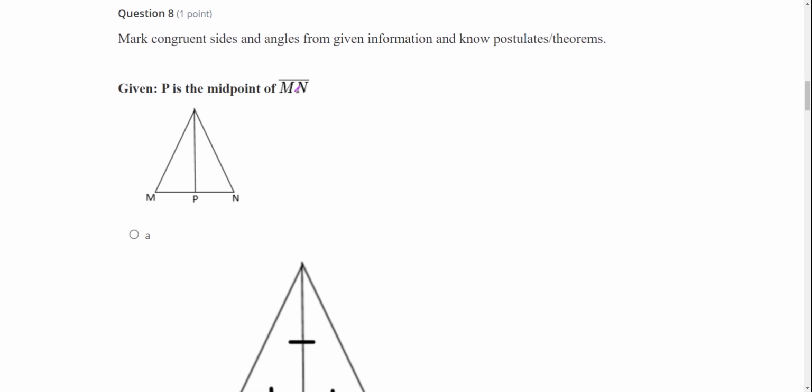P is the midpoint of MN. So P is the midpoint of MN. That means the MP side and the NP side are going to be the same. You've got M on one side, P in the middle, and N on the other side. You're going to have 2 congruent segments. So you're going to mark that like this. What else can you mark in this triangle?